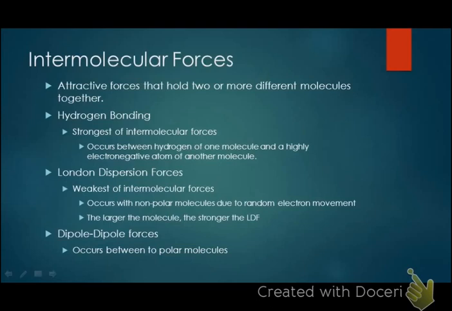Now, London dispersion forces, or LDFs, usually occur in nonpolar molecules due to random electron movement. So there's usually no interaction if we think of something that is nonpolar. It doesn't have a charge on either side of it. But because the electrons are moving in the way that they do, it creates an instantaneous charge, or a charge that lasts for maybe a split second or so. The larger the molecule, the stronger the London dispersion forces will be. And last but not least, we have dipole-dipole forces, which occur between two polar molecules. Realize I have a typo there. I'll fix that a little bit later.